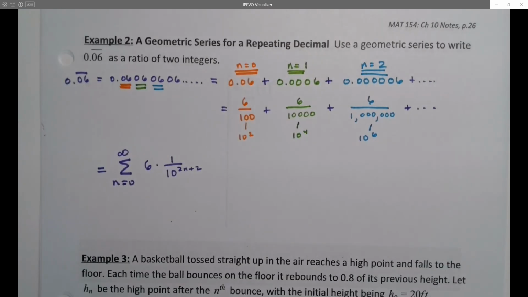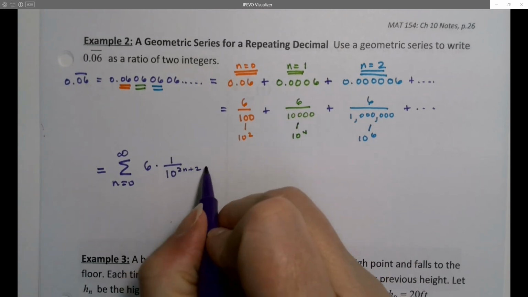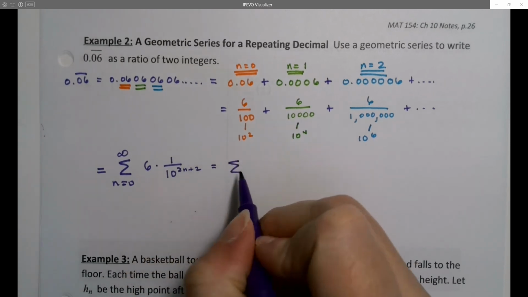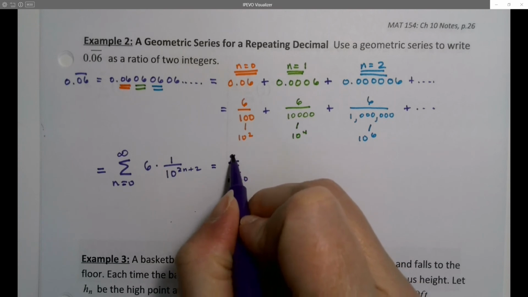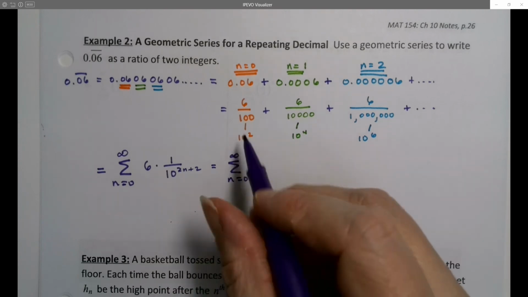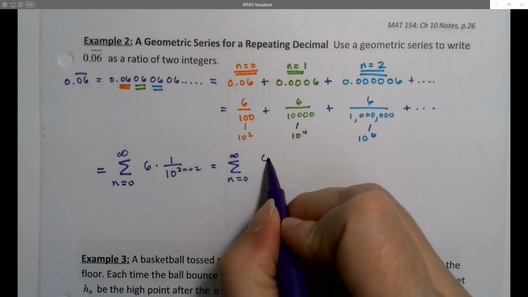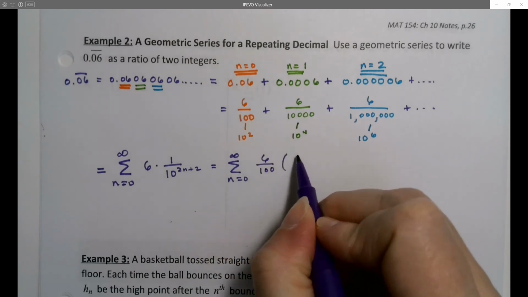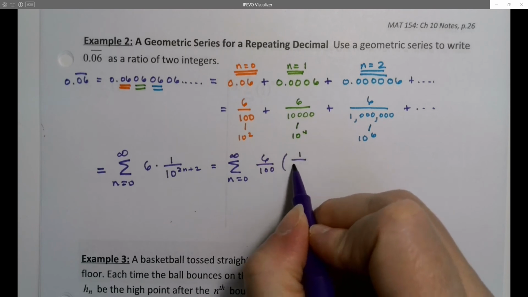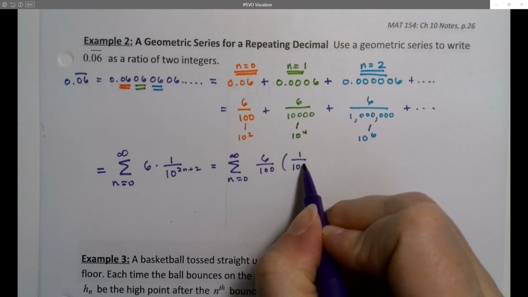Well, that's all right. We can make that happen. So let me think of it another way. So this is really the sum from n equals 0 to infinity. Okay, well, I'm going to break this down into, so instead of making it this, I'm going to say 6 over 100 times 1 over 10 to the 2n.